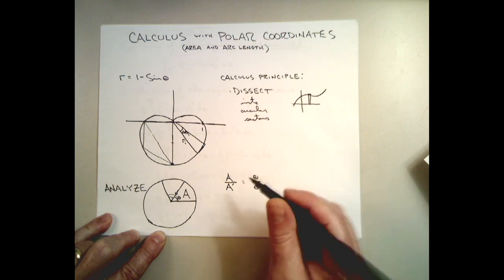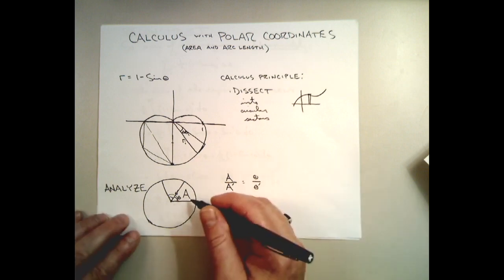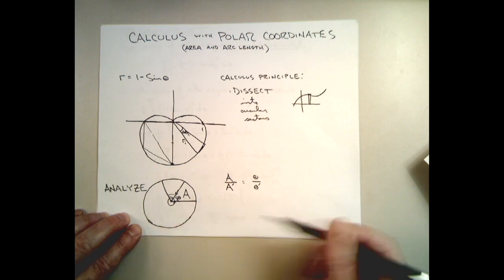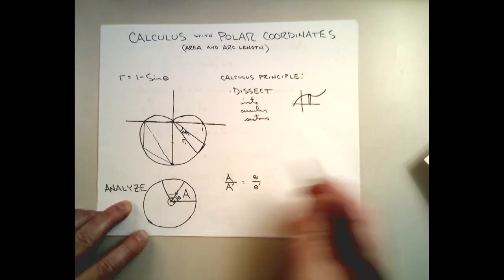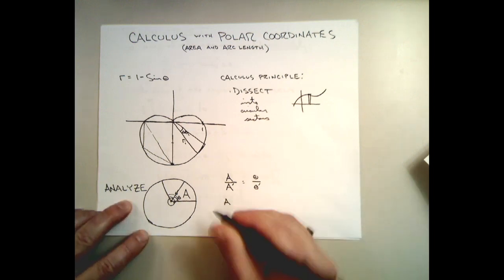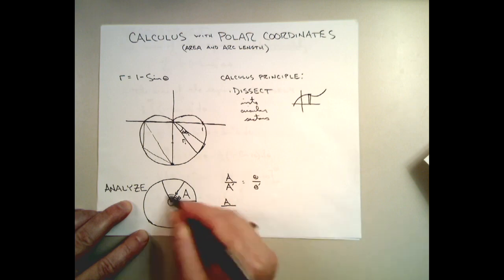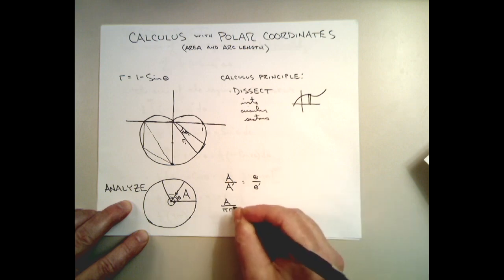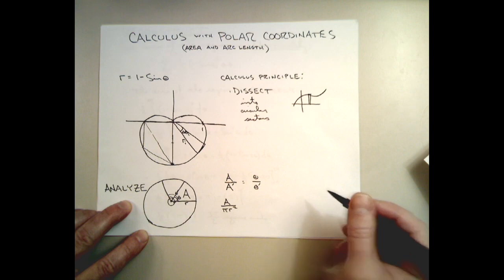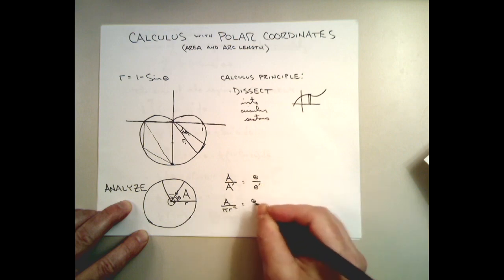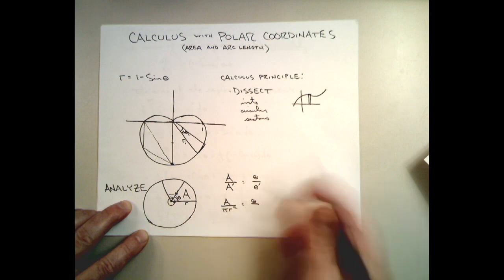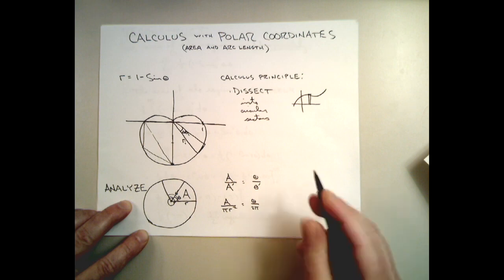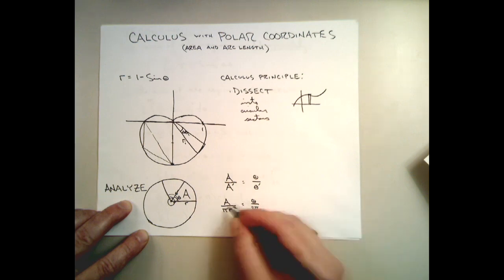And then we look for a particular sector that we know a lot about. And the sector that we know a lot about is the sector given to us by the full circle. And so if I use that one, then I'm looking for A, but the area of that larger sector, the area of the whole circle, is pi times the radius squared. And the angle of the entire circle is 2 pi radians. And so that gives me enough information to find A in terms of theta.